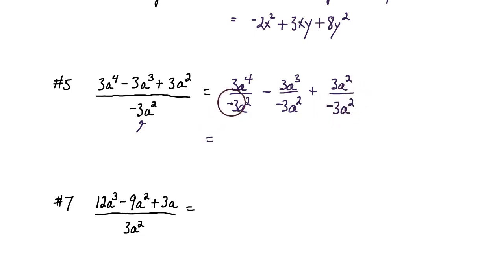Now simplify each term. 3 divided by negative 3 is negative 1. A to the fourth divided by a squared is a squared. In the middle, negative divided by negative makes positive. 3 divided by 3 makes 1. A to the third divided by a squared makes a to the 1. Now on the end, positive divided by negative makes negative. 3 divided by 3 makes 1. And a squared divided by a squared cancels away. So here's the answer, unless you rewrite it without the 1's, because it's not typical to show 1 as a coefficient.